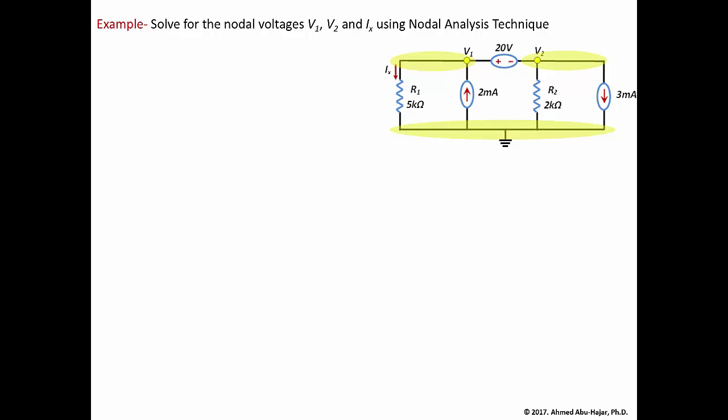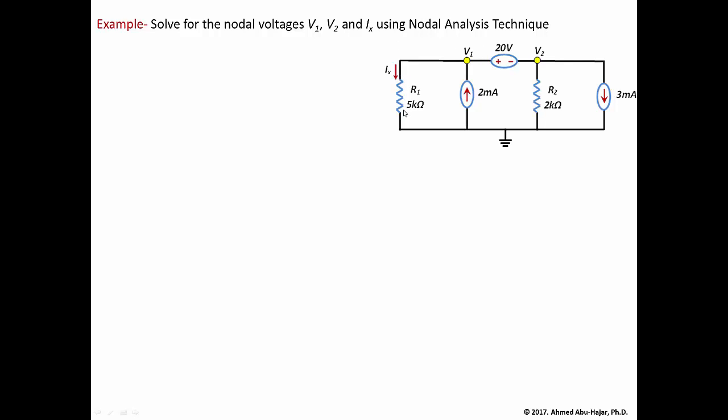And if you look into the circuit, what we realize is that there is a voltage source. There is a voltage source, which is this voltage source, the 20 volt voltage source, between two non-reference nodes. And this is a problem. And let me show you what kind of a problem do we have here. For example, use KCL at V1 using the nodal technique.